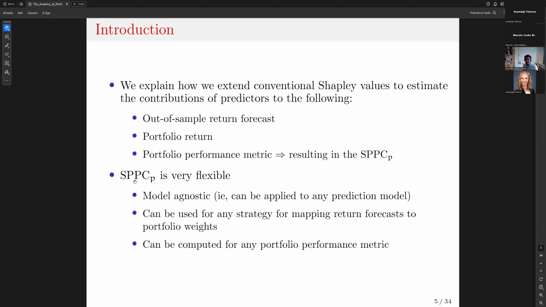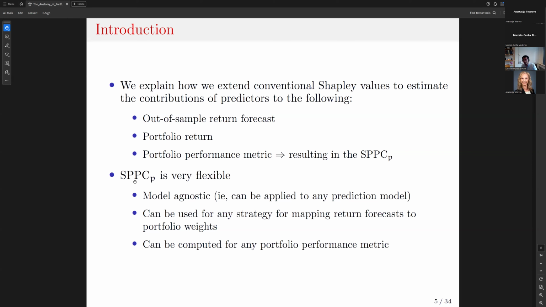But my point is that even for a simple model such as OLS, it's not trivial to decompose out-of-sample performance, right? What we're doing here is providing a tool that does it for any simple or complex model, as long as the model is only a function of a set of predictors. It can be used for any strategy that maps return forecasts to portfolio weights.